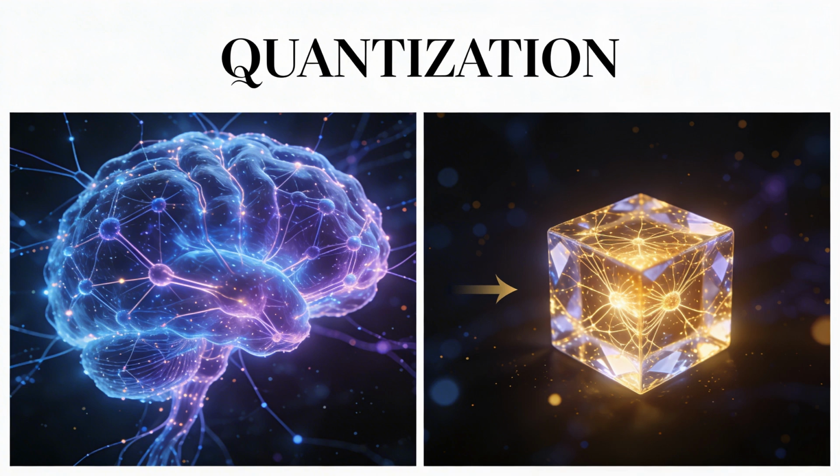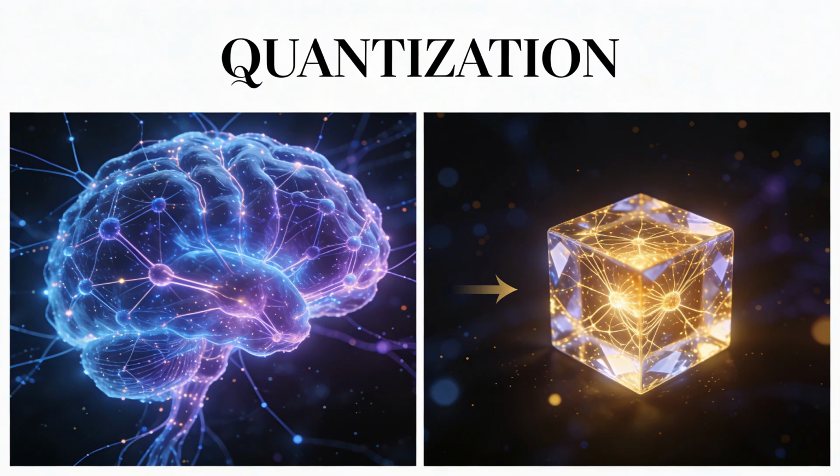Think of it like JPEG compression for photos. A raw photo might be 25 megabytes. A JPEG version is 2 megabytes. Can you tell the difference? Usually not. You lose some microscopic detail, but the image looks the same. Quantization does the same thing for AI. The model loses some numerical precision, but its answers are virtually identical.